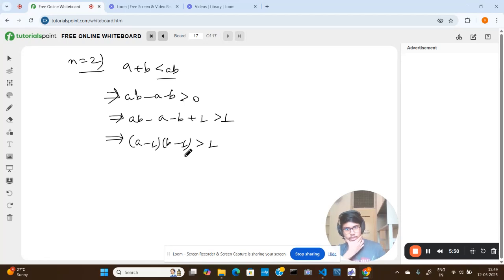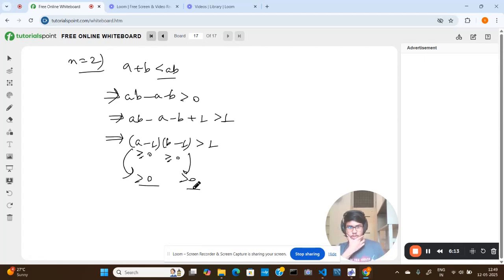So we'll have (a minus 1) times (b minus 1) is greater than 1. And we know both are positive integers, so both of the terms are greater than or equal to 0. For this inequality to hold true, what else should be true? Firstly, both of them should be strictly positive, because if any one of them is 0, the product will be 0. It should be less than 1.